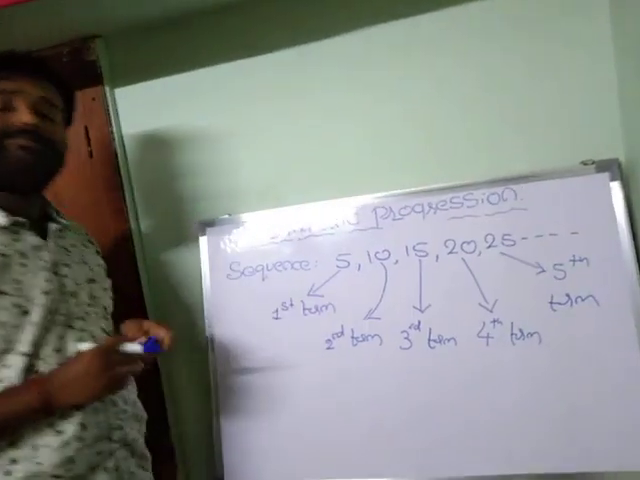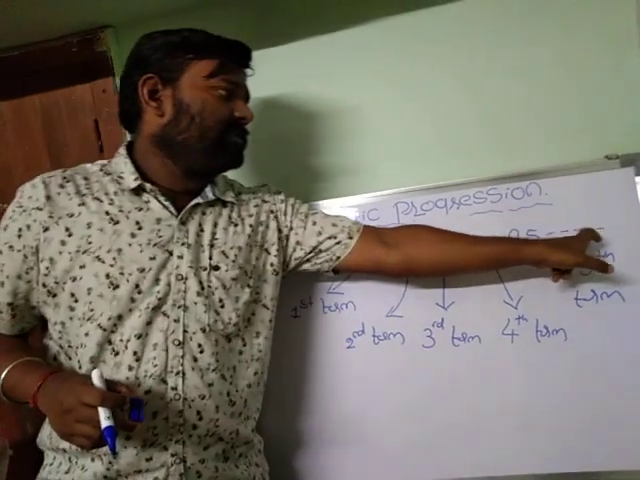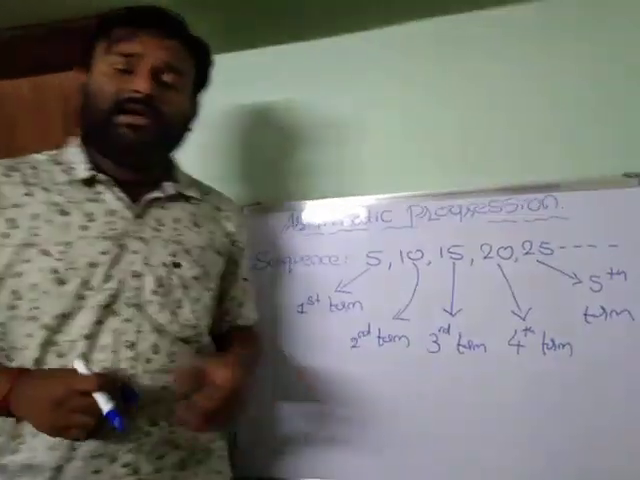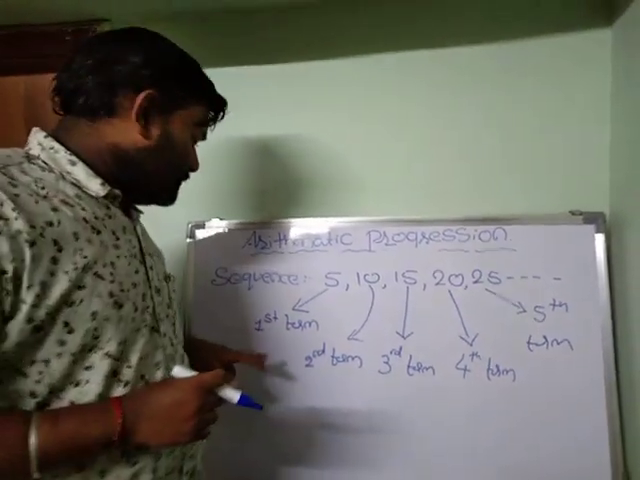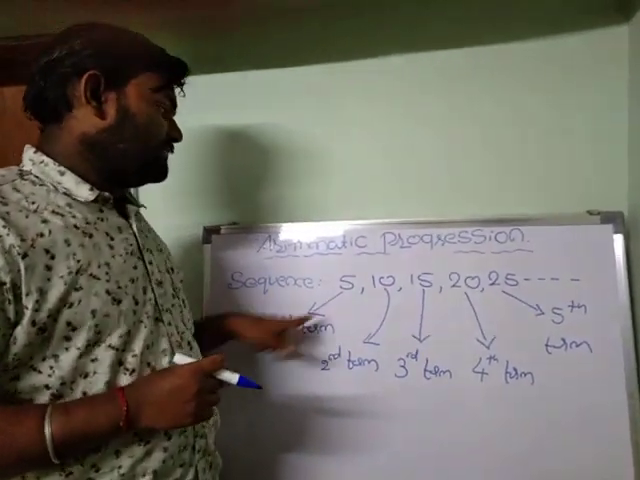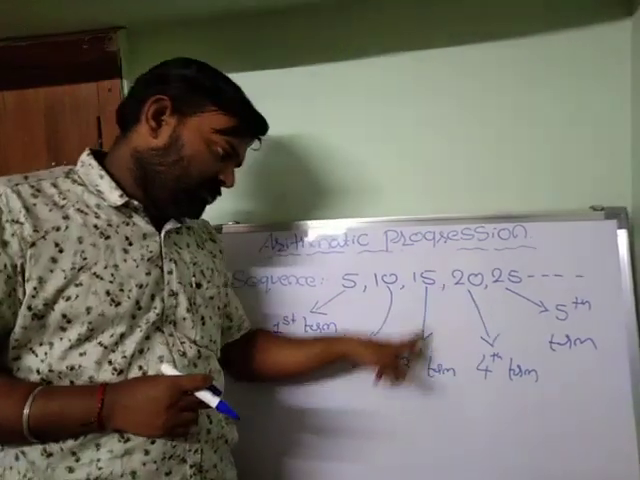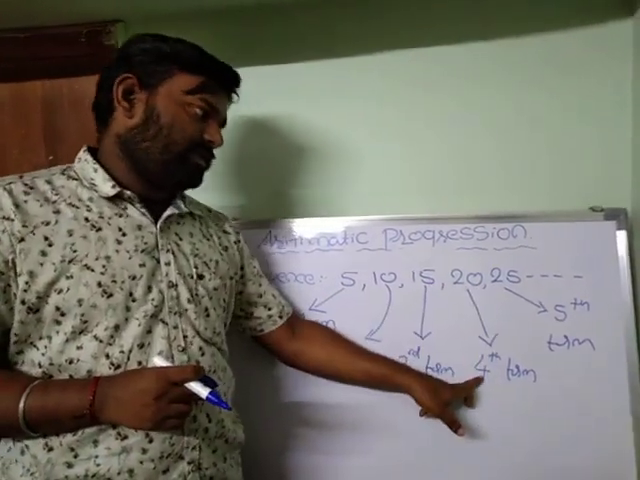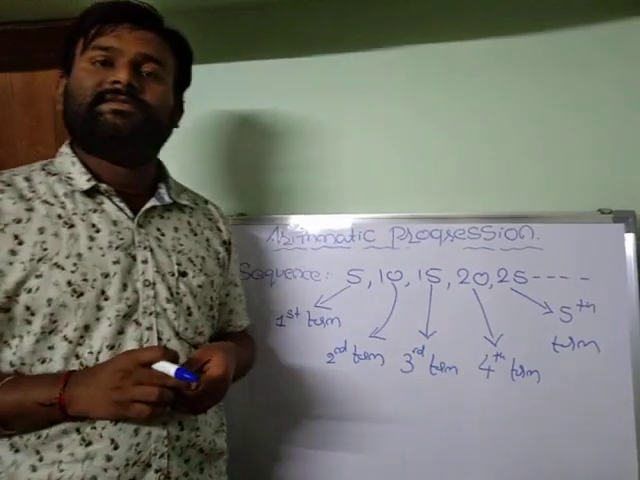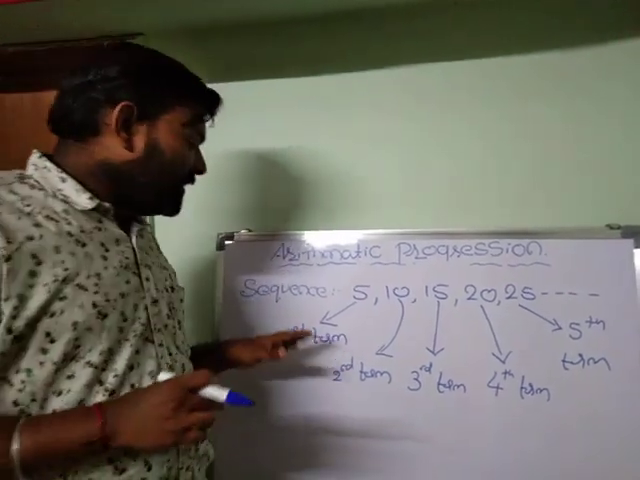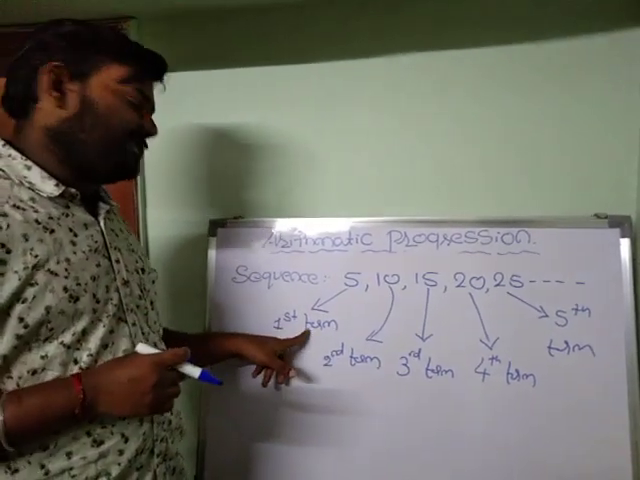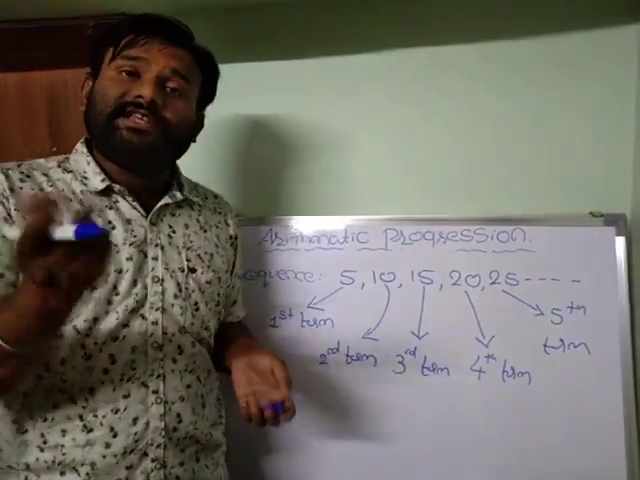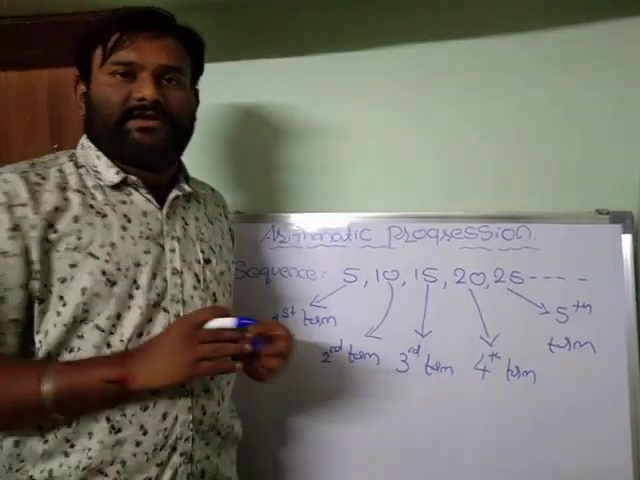It continues, because it's an infinite series. So it continues: first term, second term, third term, fourth term, fifth term. Every time, when solving numericals, we cannot write this as first term, second term, third term. So these are assigned by notations.